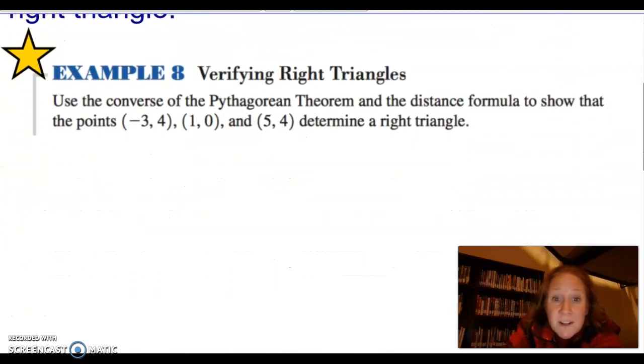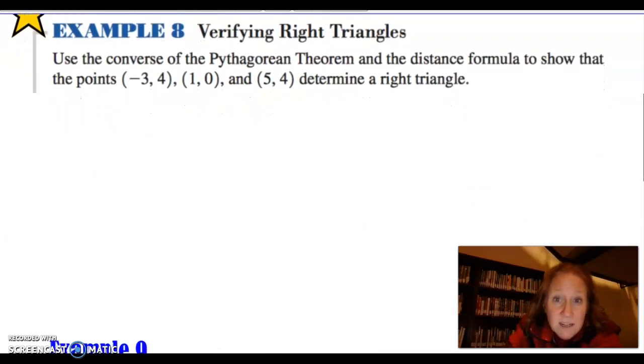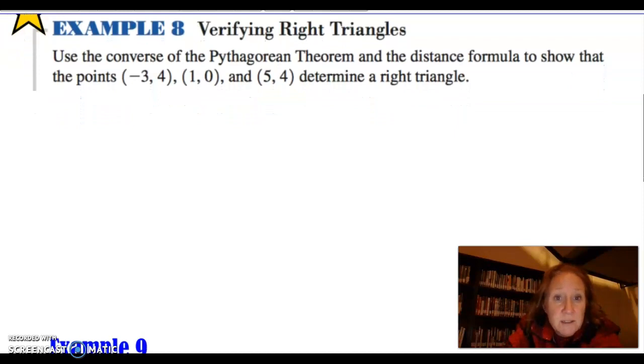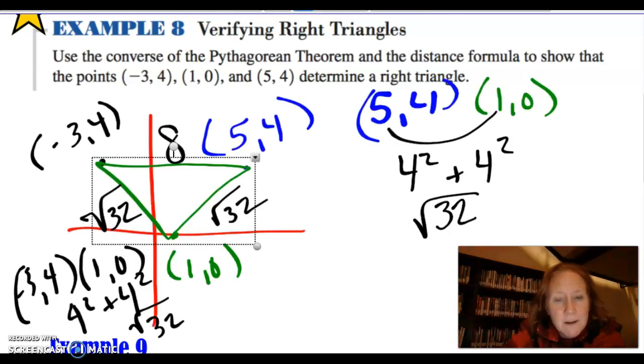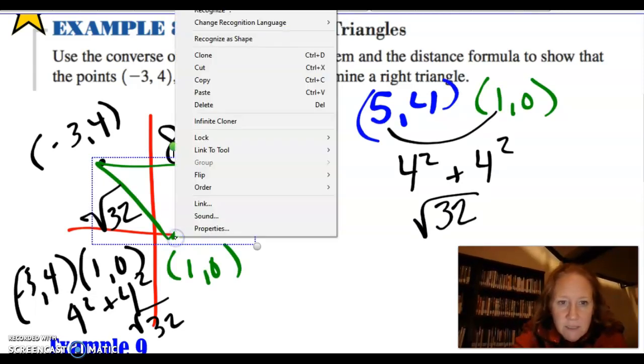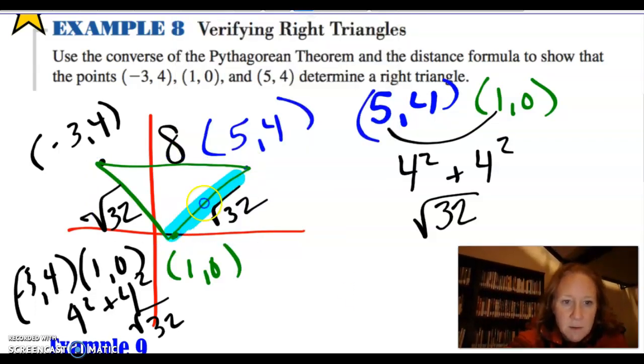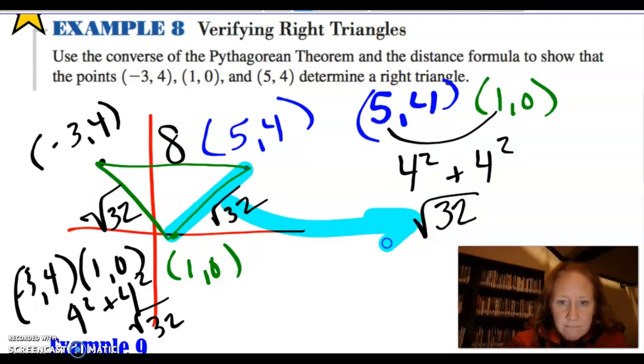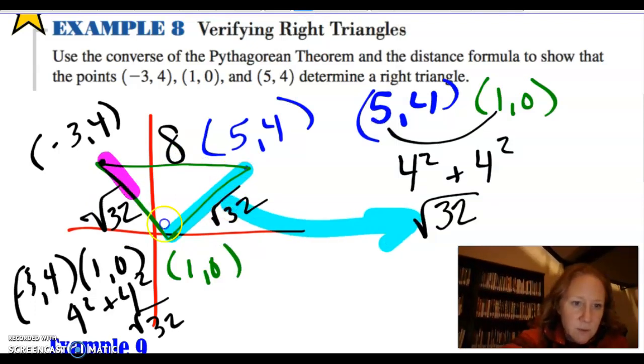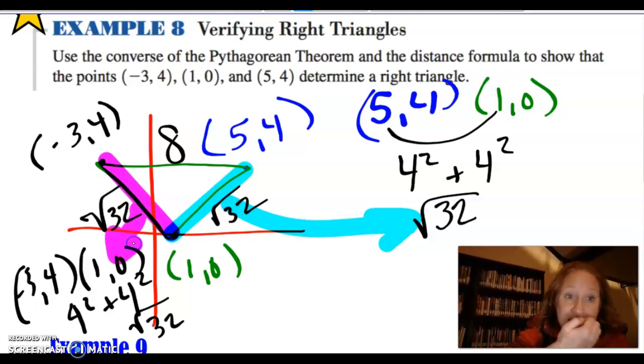All right, so we're going to verify right triangles. Use the converse to show the points determine a right angle. Okay, pause the video. Do that. All right, hopefully you paused. So what I did, I found this side right here was the square root of 32. And my work, oh gosh, what's happening? Okay, so square root of 32, my work is right there. This one over here, square root of 32, my work's down there. And this one up here is 8.